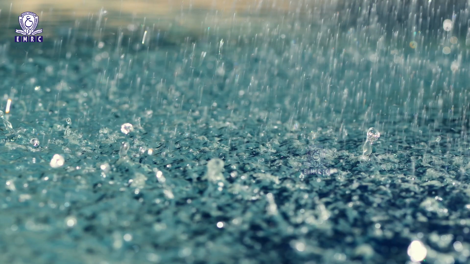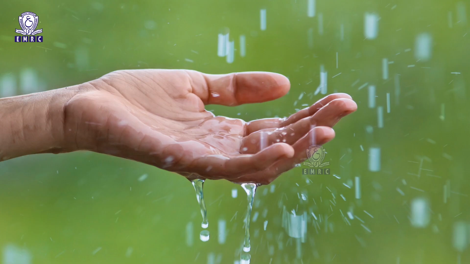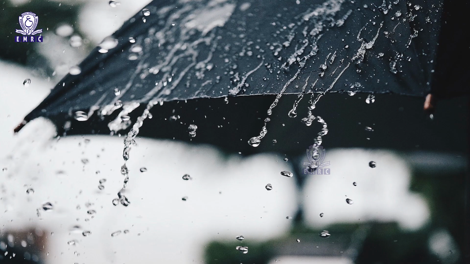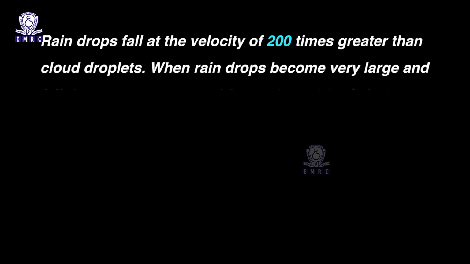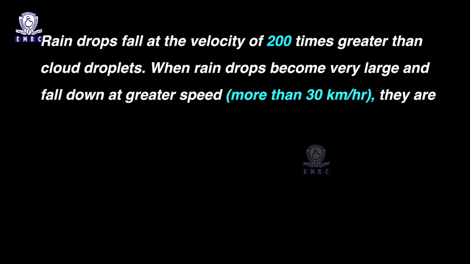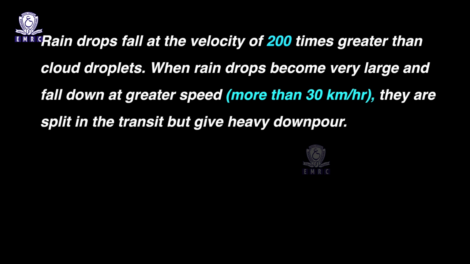Rain. Rain is the most widespread and important form of precipitation. It occurs when there is sufficient moisture in the air and condensation occurs above the freezing point, that is above 0 degrees Celsius. Rain is in fact liquid water in the form of raindrops with diameter of more than 5 millimeters. It is important to point out that one raindrop contains as many as 80 lakh cloud droplets. Raindrops fall at a velocity 200 times greater than cloud droplets. When raindrops become very large and fall down at greater speed, more than 30 kilometers per hour, they split in transit but give very heavy downpour.